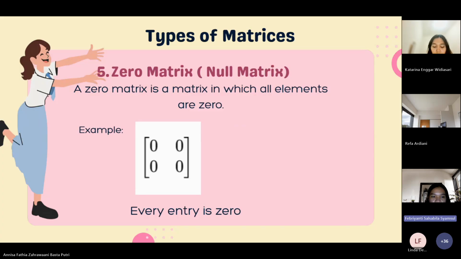The next type is the zero matrix, also known as the null matrix. In a zero matrix, every element is equal to 0. This type of matrix is often used in matrix operations and algebraic calculations.